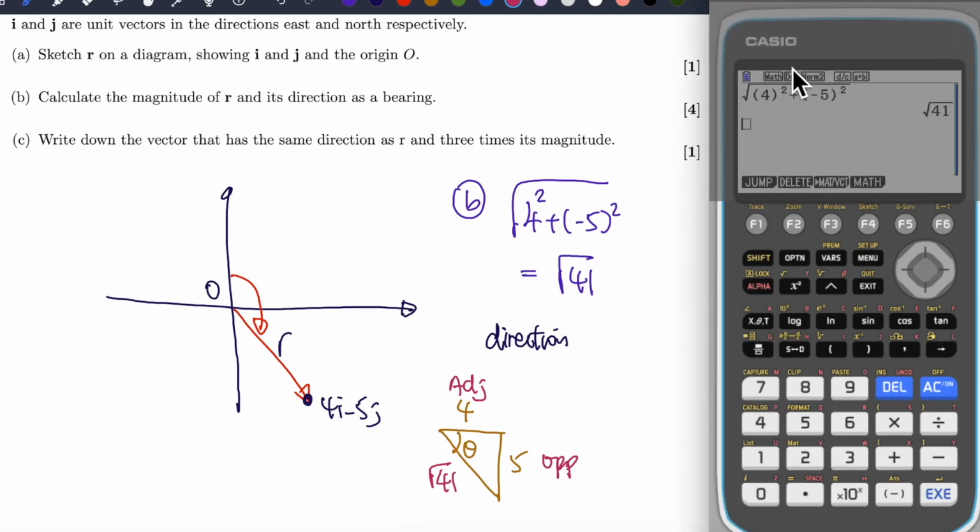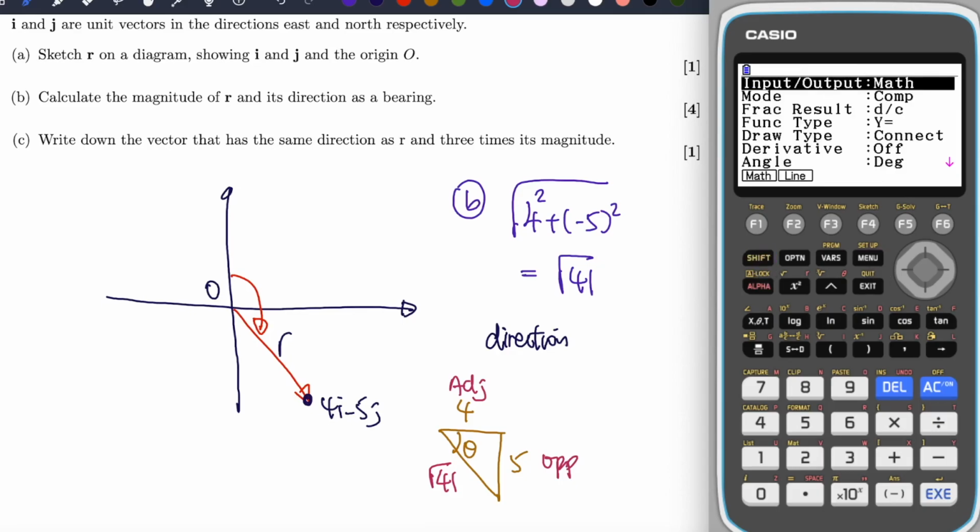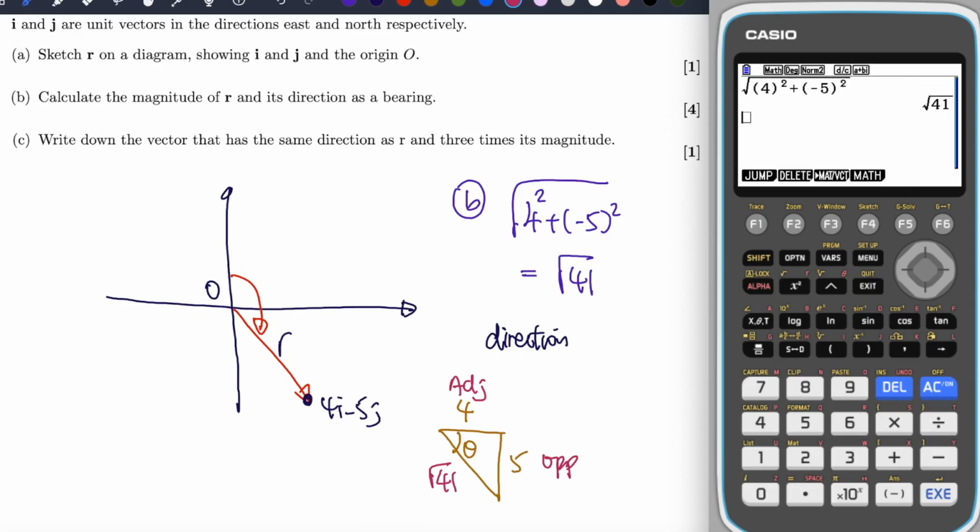As long as your calculator is in degree mode, you can see at the top of the calculator there's DEG. If not, you need to change it back to degree mode, which is shift and setup. You can see angle to be under degree, so DEG for degree. So either you can do cos inverse of 4 divided by root 41. So that's the first way you can find it out. Close bracket on the outside.